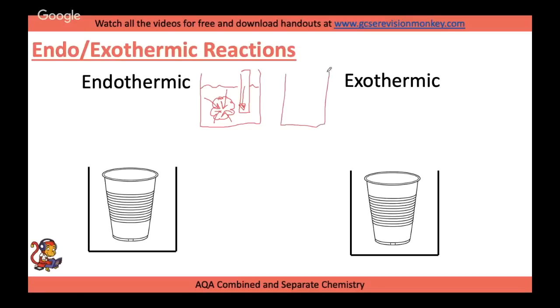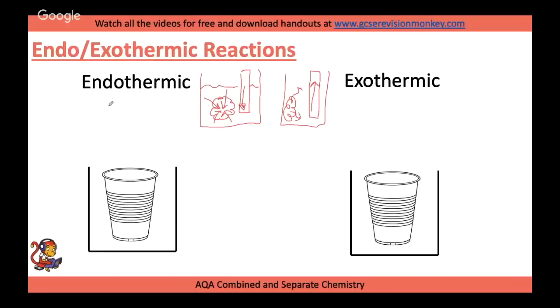Whereas the exothermic reaction, if your reaction is here and it is giving out heat to the surroundings, your temperature on the thermometer is going to go up because it's measuring the surroundings. And if it's receiving heat from this reaction, it is going to go up. So a couple of key things then.